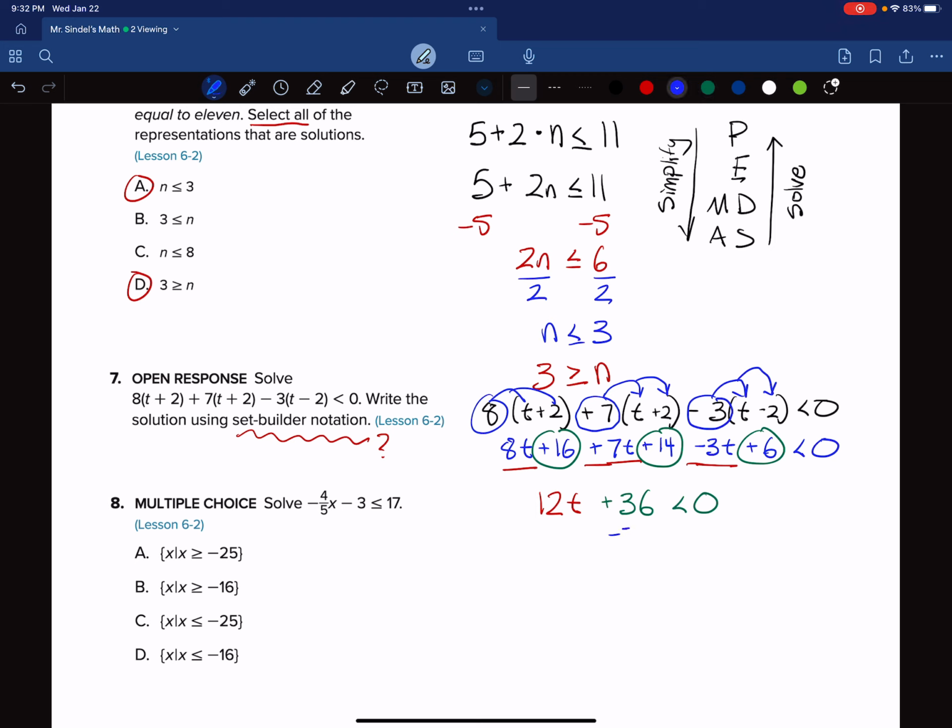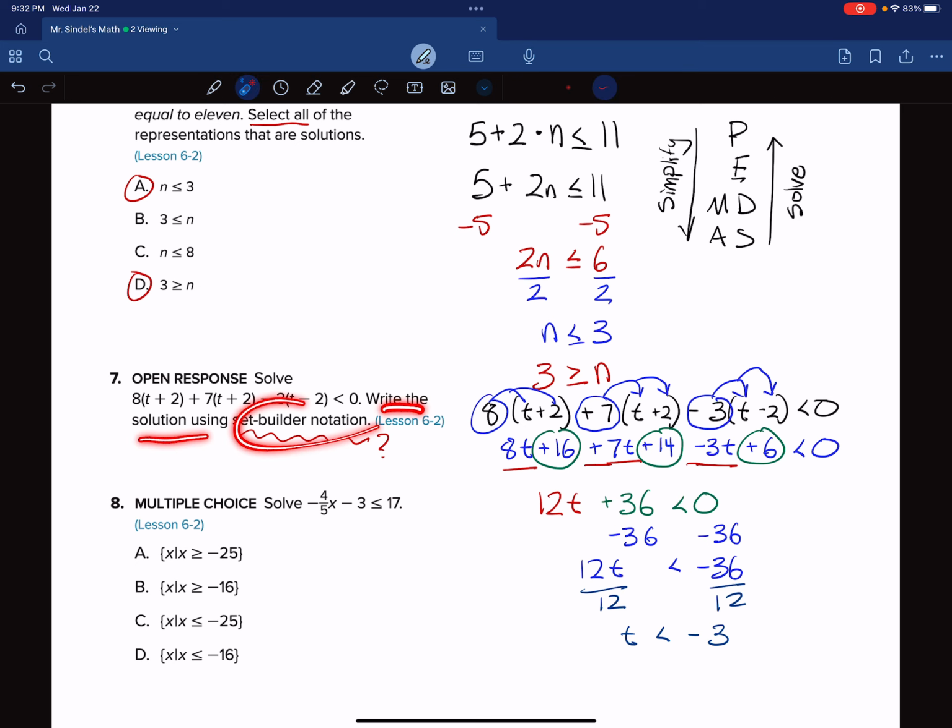So I'm going to get 36 on the other side, minus 36, minus 36. And I'm going to say 12t is less than negative 36. And then from here, I'm going to divide both sides by 12, divide both sides by 12, and t is less than negative 3. And it says write the solution using set builder notation.